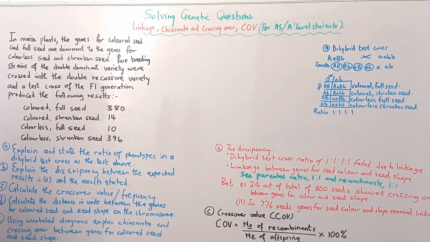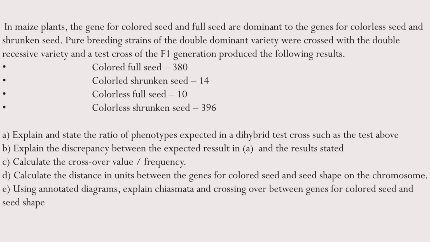The question is: in maize plants, the genes for colored seed and full seed are dominant to the genes for colorless seed and shrunken seed. Pure breeding strains of the double dominant variety were crossed with the double recessive variety, and a test cross of the F1 generation produced the following result. Colored full seed 380, colored shrunken seed 14, colorless full seed 10, colorless shrunken seed 396.